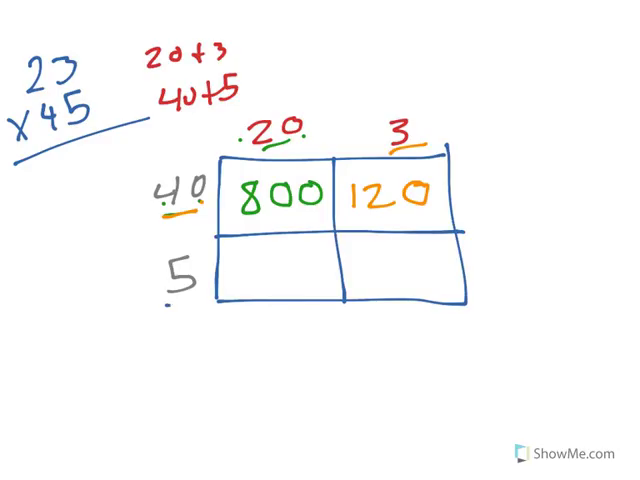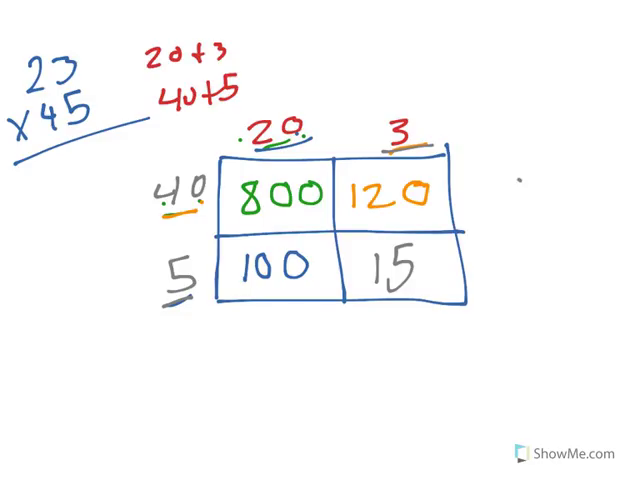Then I do 5 times 20. 5 times 2 is 10, and then I have 1 0, so I put it on the back. And then finally, I do 5 times 3, which is 15. So now I take these numbers and I add them together.